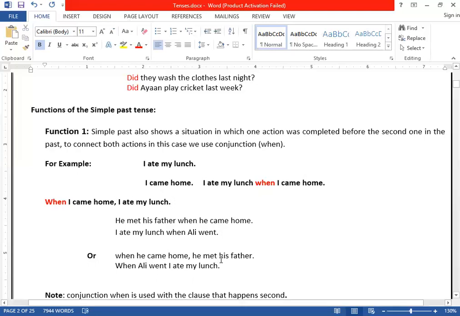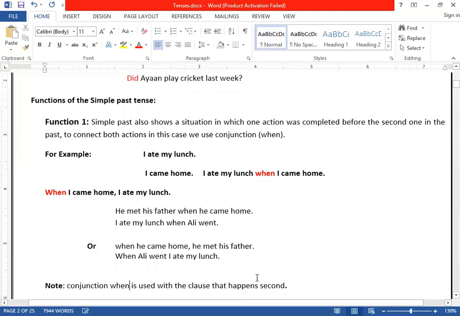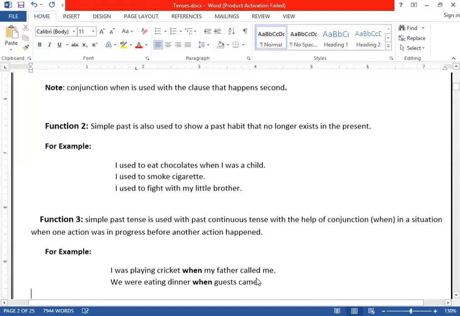So either this way or this way. When he came home, clear? He met his father. So this is the way to use the first function of the simple past tense.